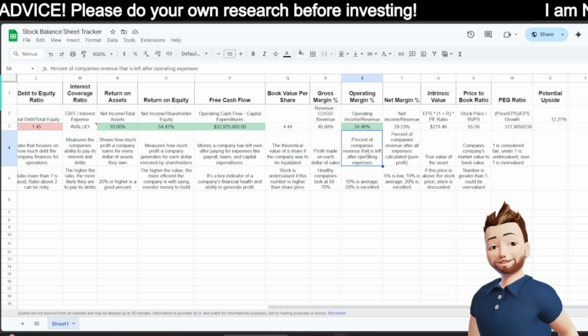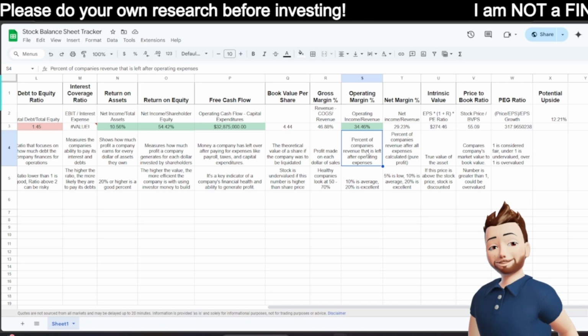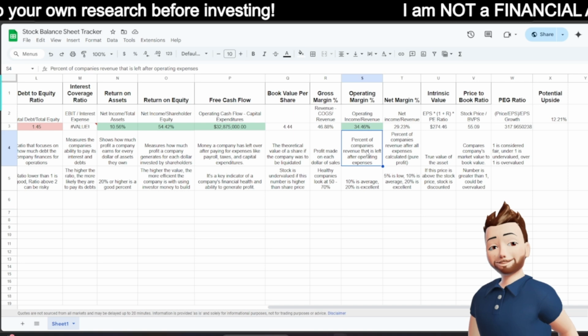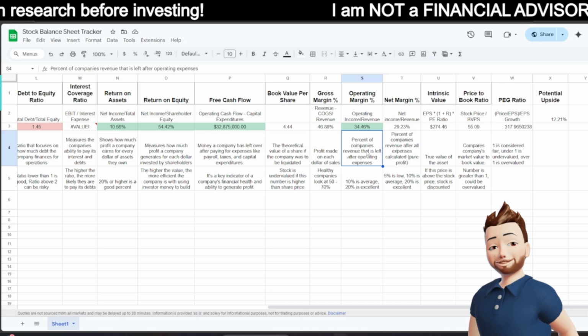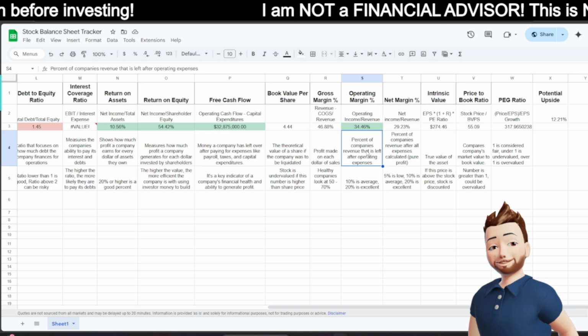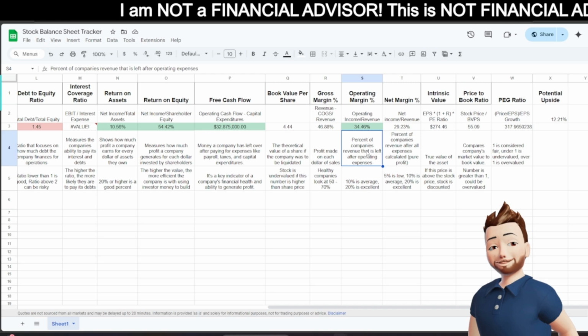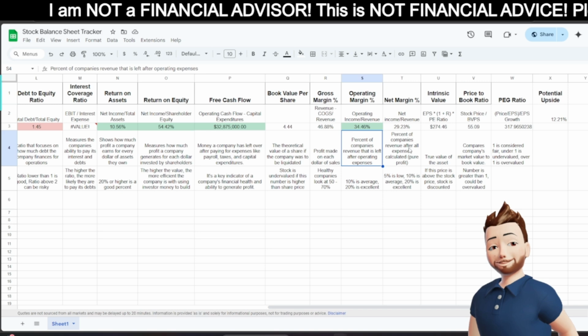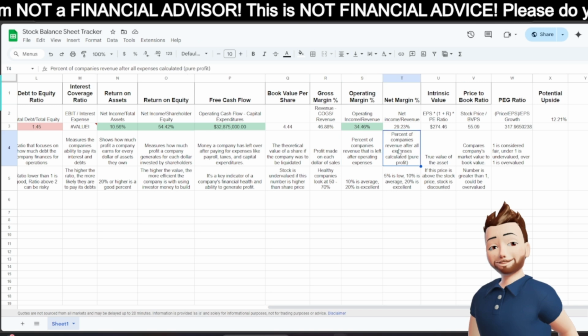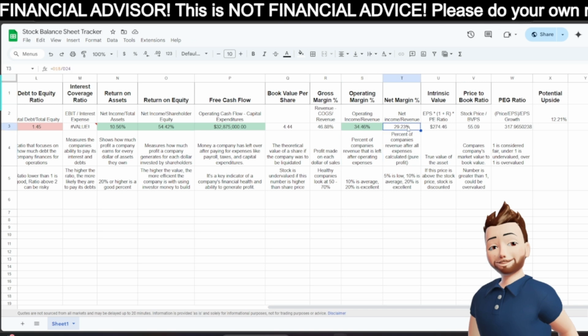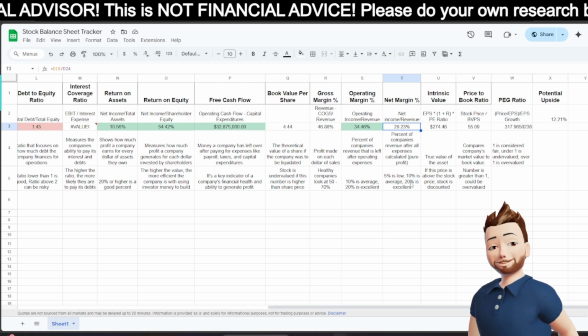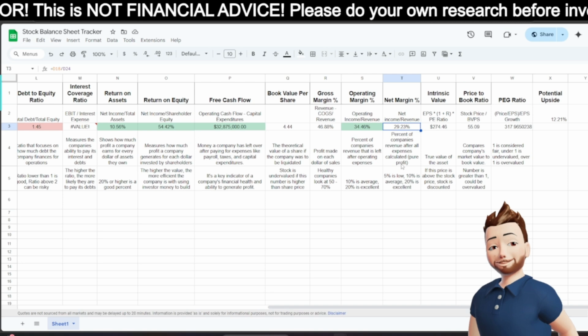34.46%. 10 is average. 20 is excellent. You're looking at 34.46%. So you can see why Apple has become one of the biggest companies in the world: because of things like this. Their operating margin is good. Their net margins are also very, very good as well. Again, pure profit is what you're looking at here, almost 30%. 20 is excellent, and they're looking at 30%, which is absolutely amazing.